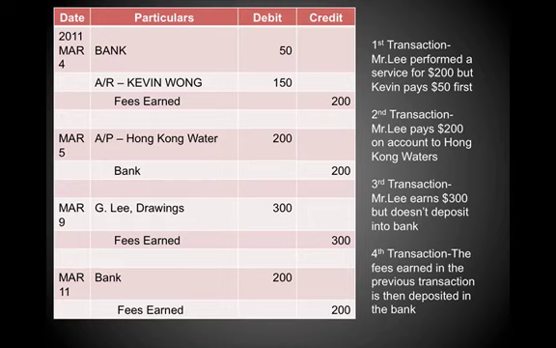In the second transaction, Mr. Lee pays $200 on account to Hong Kong Waters. In the third transaction, Mr. Lee earns $300 but doesn't deposit into the bank. And in the fourth transaction, the fees earned in the previous transaction is then deposited into the bank.